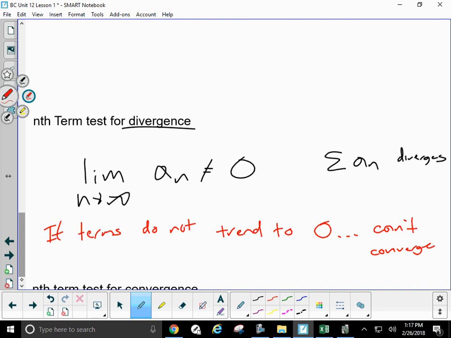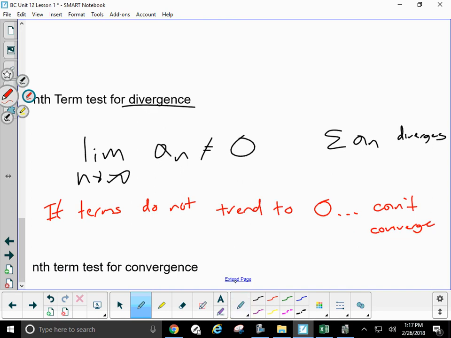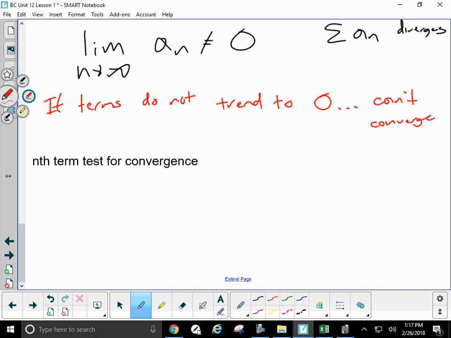Now you think, oh, great. So that means if my terms do trend to 0, then I must converge. No, not necessarily. The nth term test for convergence really isn't like a theorem or anything. It just says if the limit of your terms equals 0, you possibly converge.